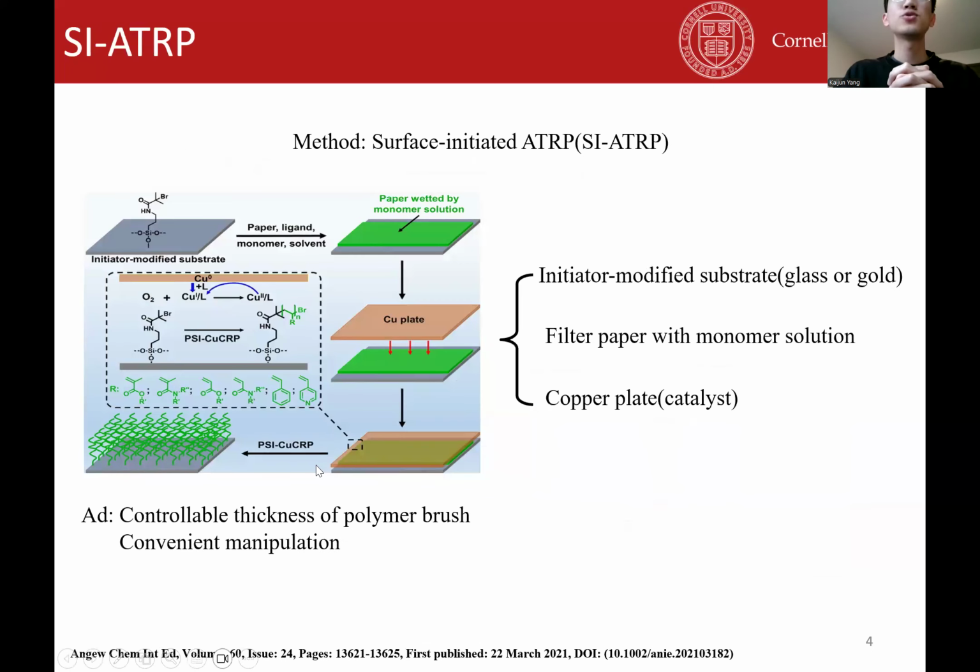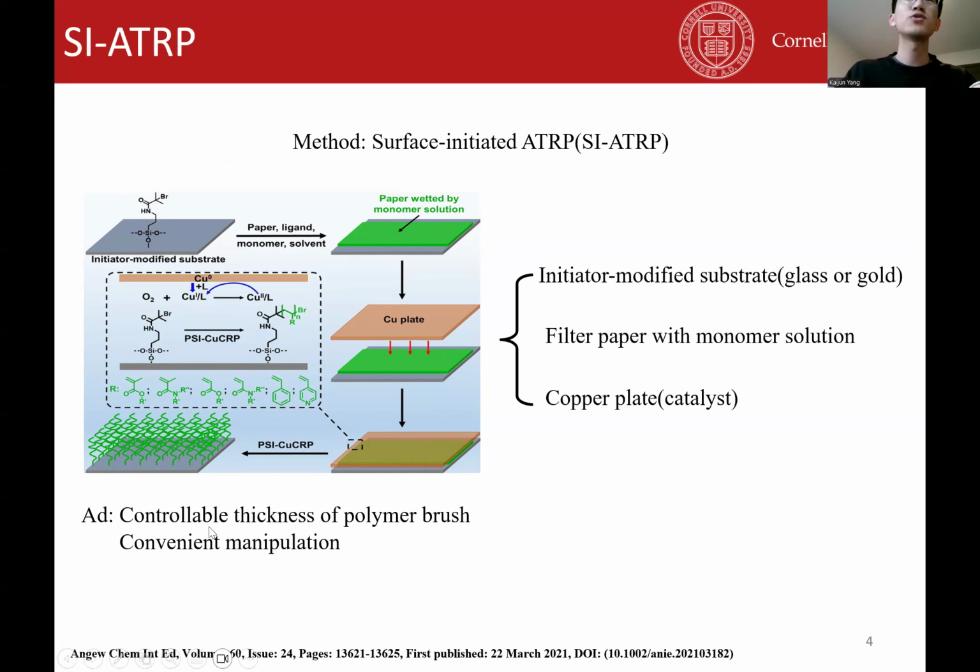However, if we use ATRP to do the polymerization process, we need to add a lot of copper salt in the solution because we want to maintain the concentration of copper salt really high, since it will be consumed during the process. But copper salt is not environmentally friendly. It will pollute the environment. So someone improved the process, which is called surface-initiated ATRP.